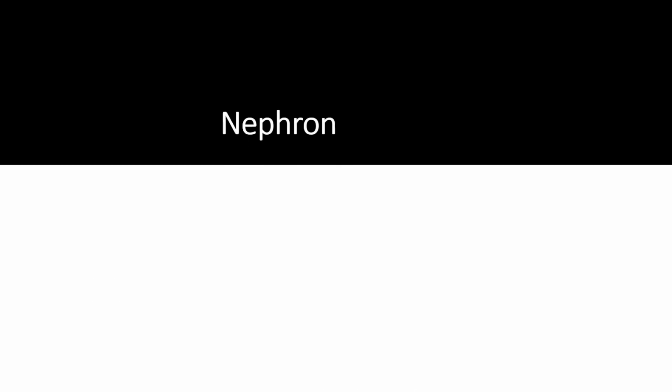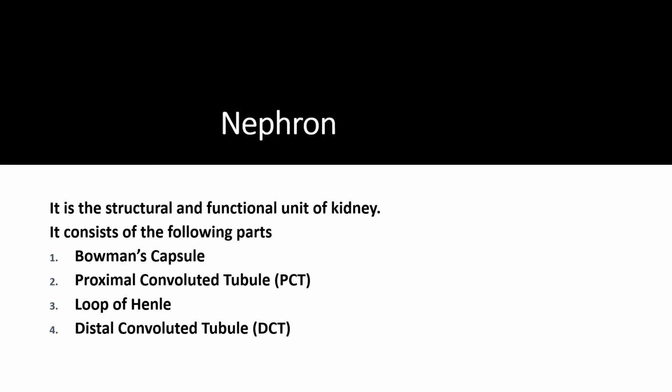In this video, as we already know, kidneys are responsible for the formation of urine, and each kidney is made up of the structural and functional unit called nephrons. So the nephron consists of the following parts, as we discussed in the previous video. Let us revise once. It consists of four parts: the Bowman's capsule, proximal convoluted tubule, loop of Henle, and distal convoluted tubule.